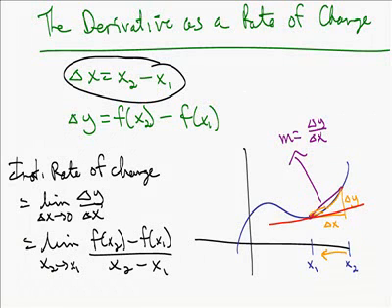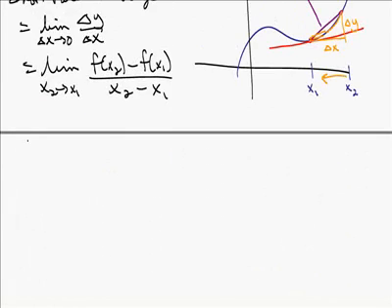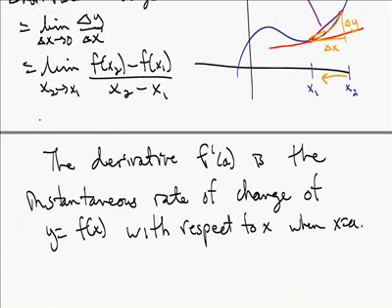And so the derivative then, as they state there at the bottom of page 150, is going to be the instantaneous rate of change of y equals f of x with respect to x when x is equal to a. So we can think of that derivative as telling us exactly how fast a function is changing at that particular moment in time.